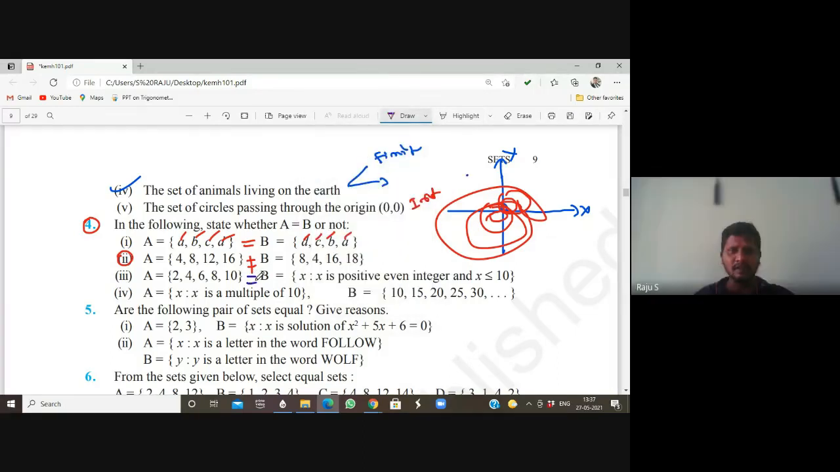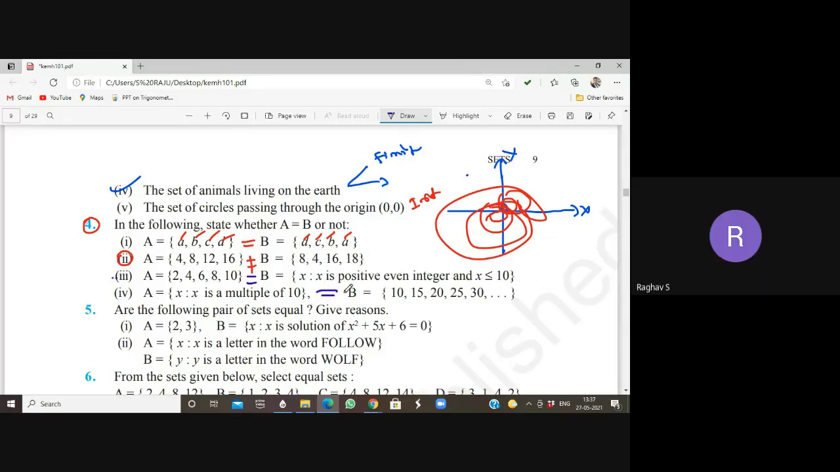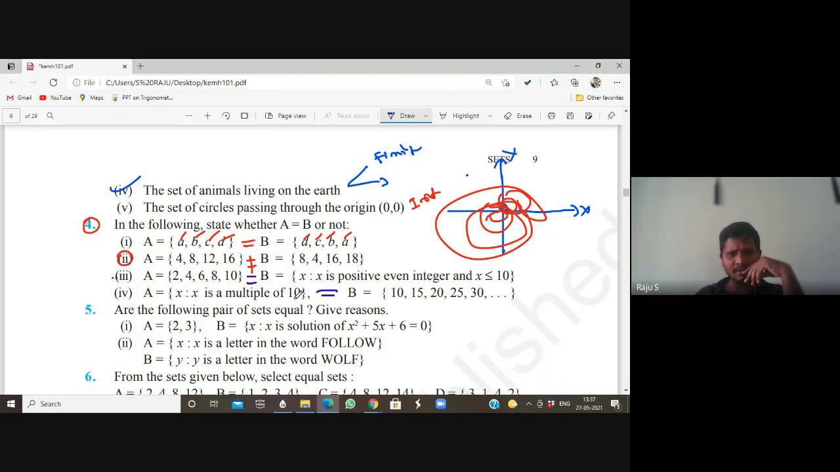Equal only, sir. Equal because lesser than or equal to 10. So these are the positive even integers, right? Right, equal. Then the fourth, is it equal or not equal, sir, because it is a multiple of 5. Okay, X is a multiple of 10. Multiple of 10, nothing but what are they? 10, 20, 30, and so on. But here, 15. Is 15 a multiple of 10? No. Is 25 a multiple of 10? No. Right. Any doubt in the fourth question?